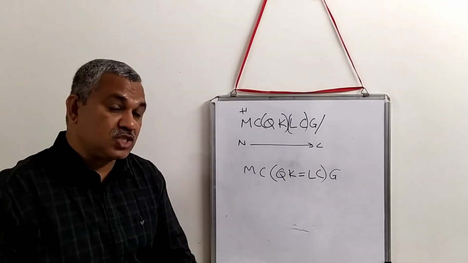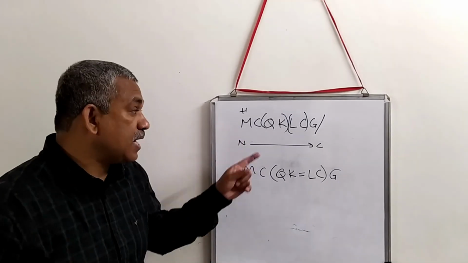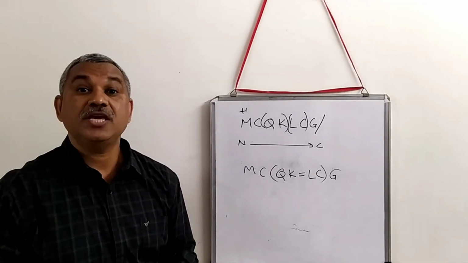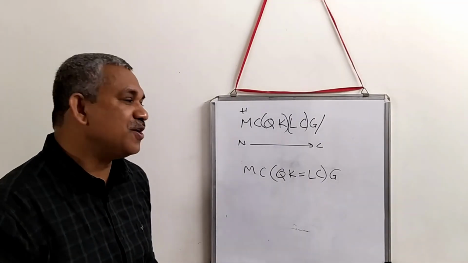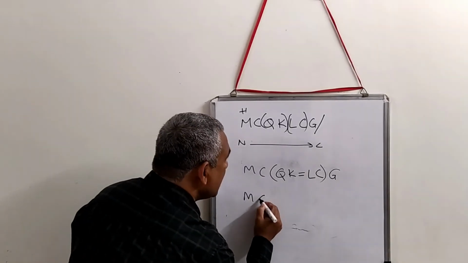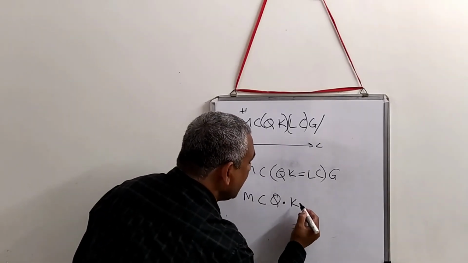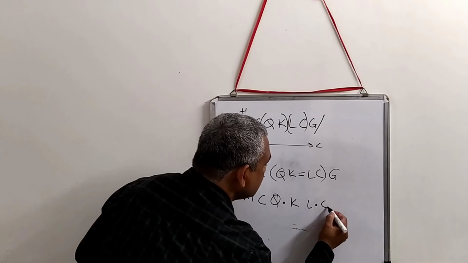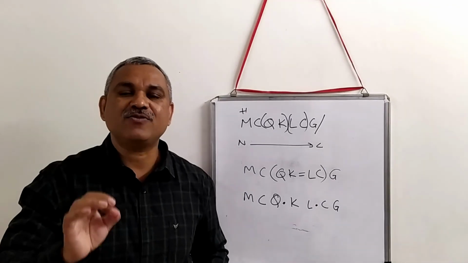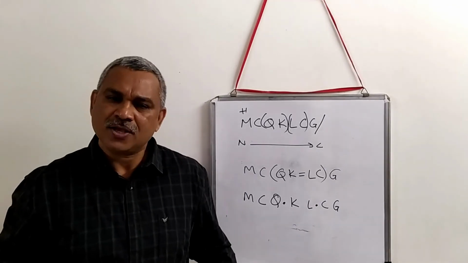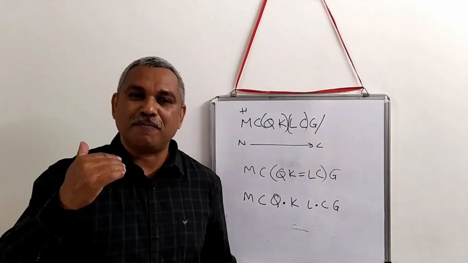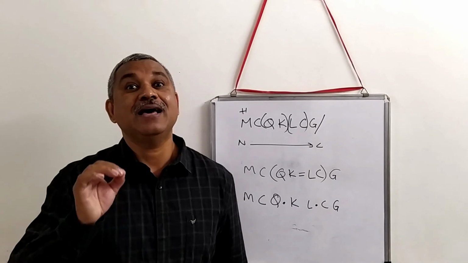And the last one: if we have inferred the sequences, we put a dot in between. For example, it will be MC Q dot K L dot C G. We put a dot to show that the sequences are inferred. So these are some of the ways by which we write the sequences of a protein using a single letter code.